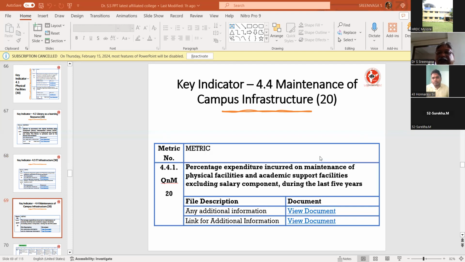Percentage of expenditure incurred on maintenance of physical facilities and academic support facilities, excluding salary component. How much money is spent for the maintenance of the infrastructure? The main problem in government institutions, I will say, is they build the building and hand it over, or they purchase the instrument. A 2 crore instrument will be purchased, but no maintenance. The annual maintenance contract, the AMC, will not be there.